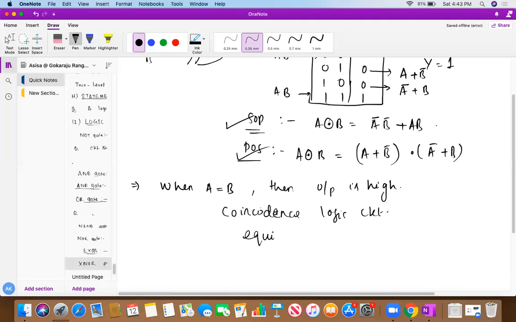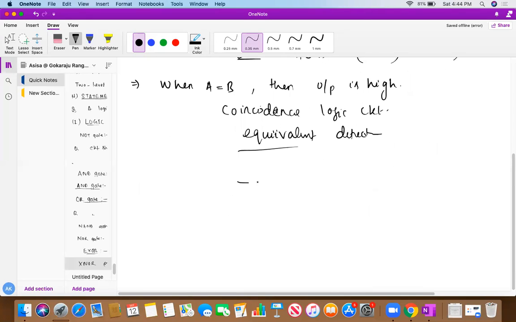Also, it's called equivalent logic detector. So what is the meaning of equivalent detector? Let's say there are two inputs given. Okay, so this is my XNOR gate. If the two inputs A and A are equal, then I'll get my output as 1.